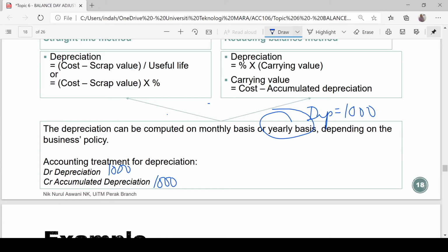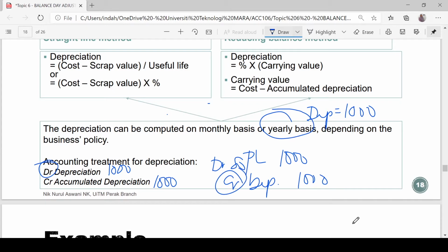So the depreciation is 1,000, and at the end of the year we are going to transfer this amount to the statement of profit or loss: 1,000, and then we credit depreciation. Depreciation is a temporary account, but accumulated depreciation is a permanent account. Meaning that at the end of the year, we are going to close this depreciation account.